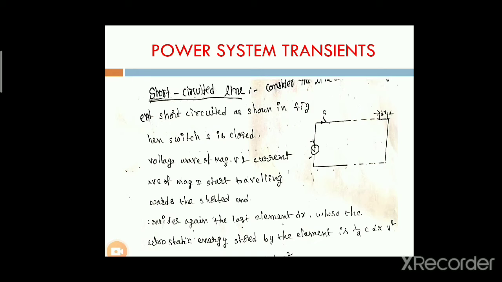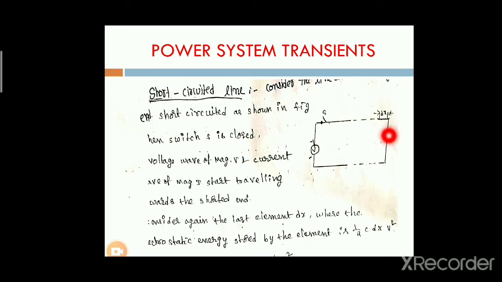Next, consider a line whose receiving end is short circuited, as shown in the figure. In that figure, the switch S is closed at the sending end of the transmission line.